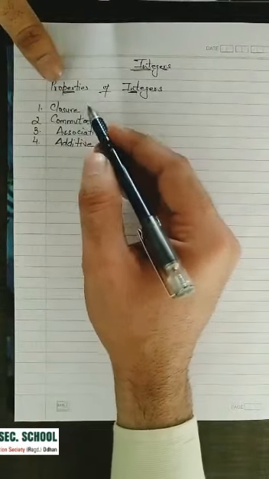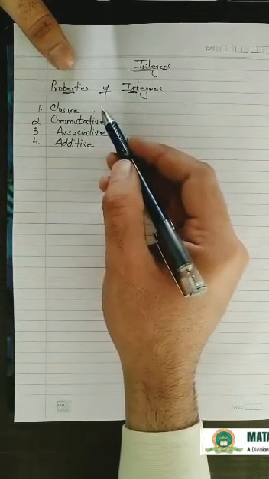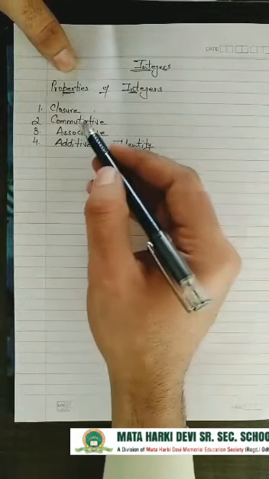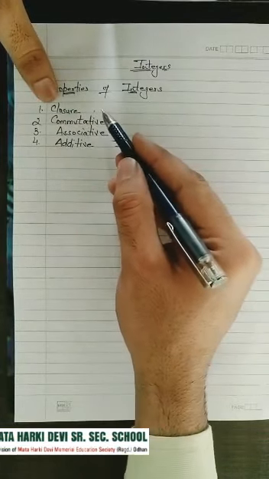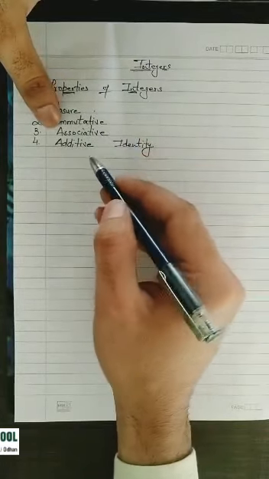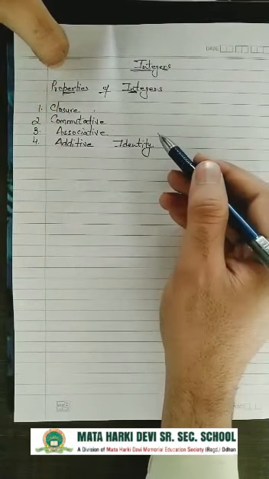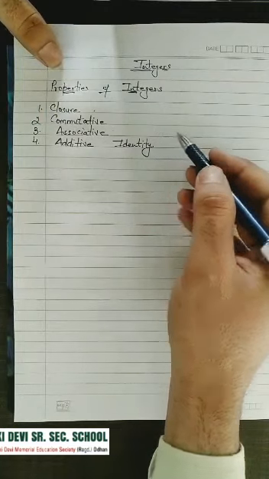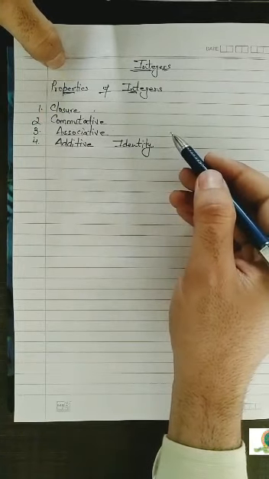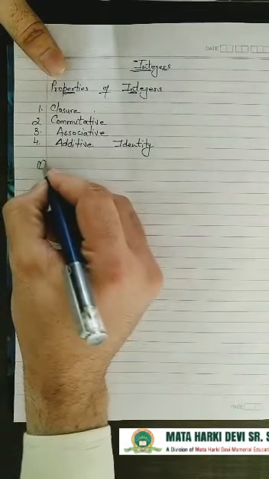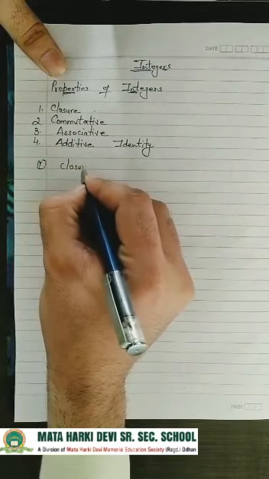Today we are going to start a topic that is properties of integers. So there are four properties: closure, commutative, associative and additive identity. Today we will learn about these properties and check whether these properties are applicable for addition and subtraction or not. So let us start with the first property, closure property.